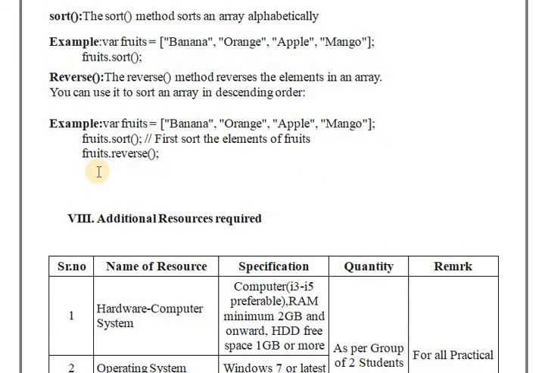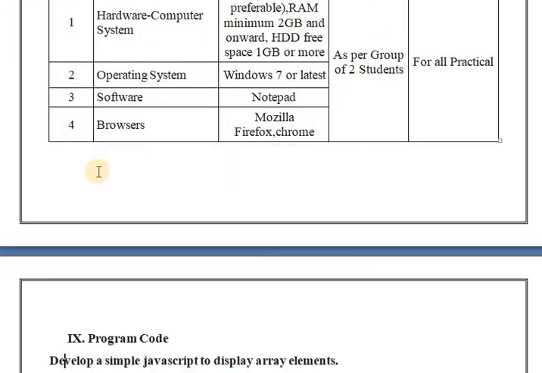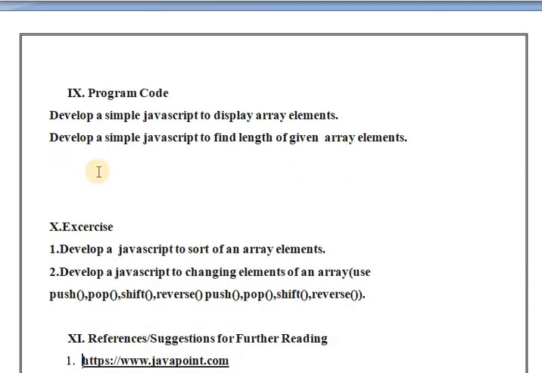Next is resources required: hardware requirement, OS, software and browser requirement. Next is our program code and the exercise. Here in this program code we develop a simple JavaScript to display array elements, and second is a simple JavaScript to find the length of a given array. Let us see one by one.